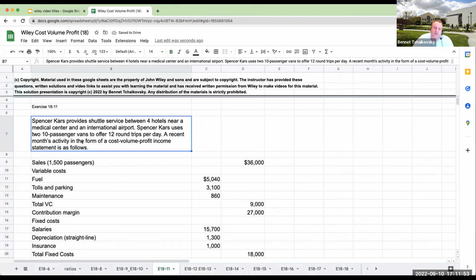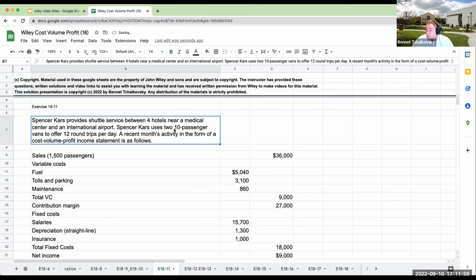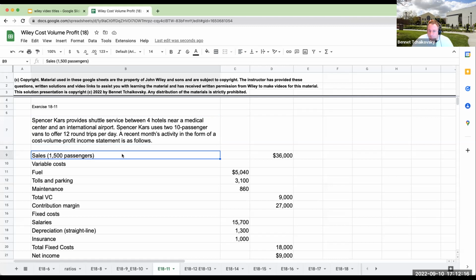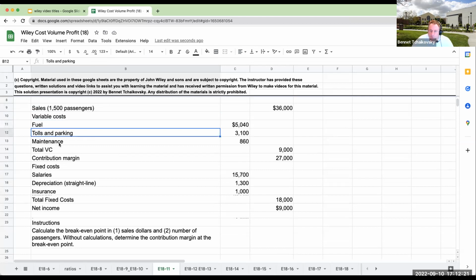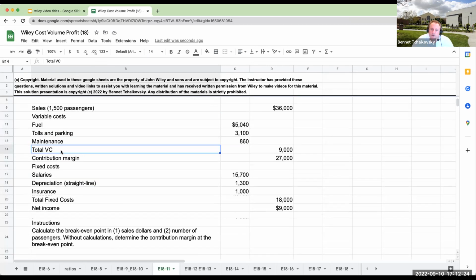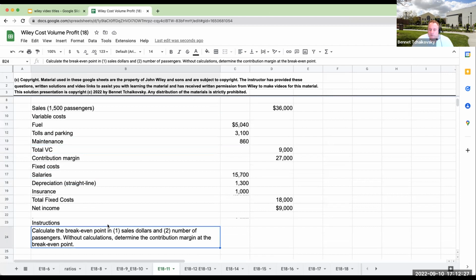I've been doing these questions too long. I got to stop. So Spencer Cars provides shuttle services between 4 hotels near a medical center and an international airport. Spencer Cars will use its 2 10-passenger vans to offer 12 round trips per day. A recent month's activity in the form of a cost volume profit statement is as follows. So they've got sales of 1,500 passengers, variable costs, fuel, tolls and parking, maintenance. So what this is asking us to do is determine the break-even point in sales dollars and then the number of passengers.